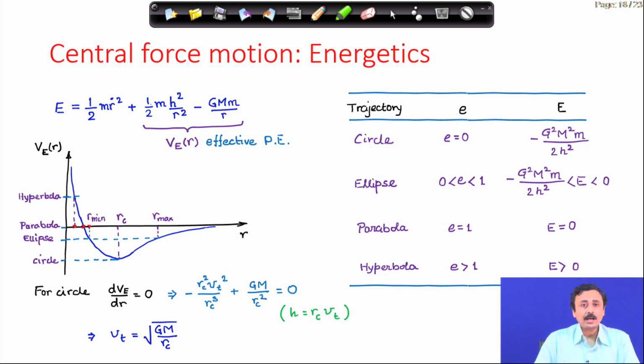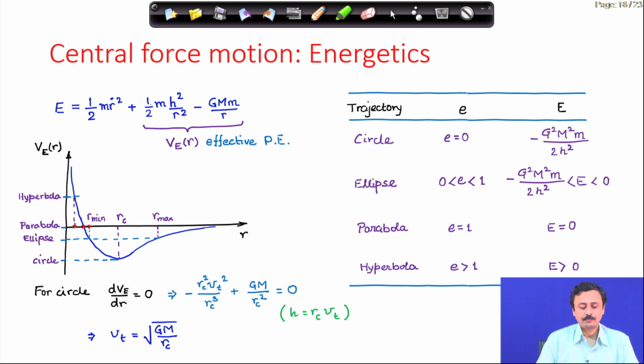For a parabolic path, the total energy is 0, therefore, it is the R axis in this figure. You can see there is one R min, there is an intersection with the potential energy curve, but there is no intersection on the other side, because the curve is asymptotic to the horizontal axis. It will never reach the horizontal axis, therefore, the solution is unbounded on the other side. There is one R min, but unbounded.